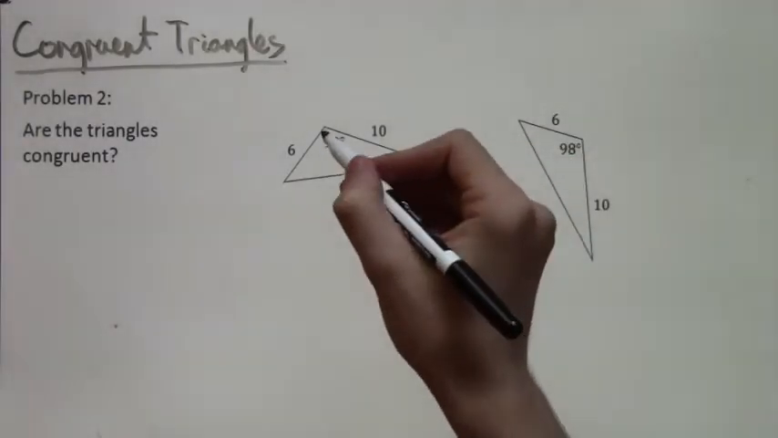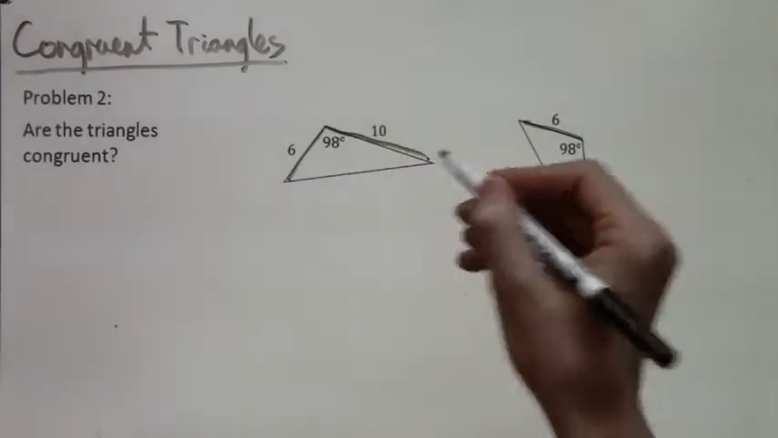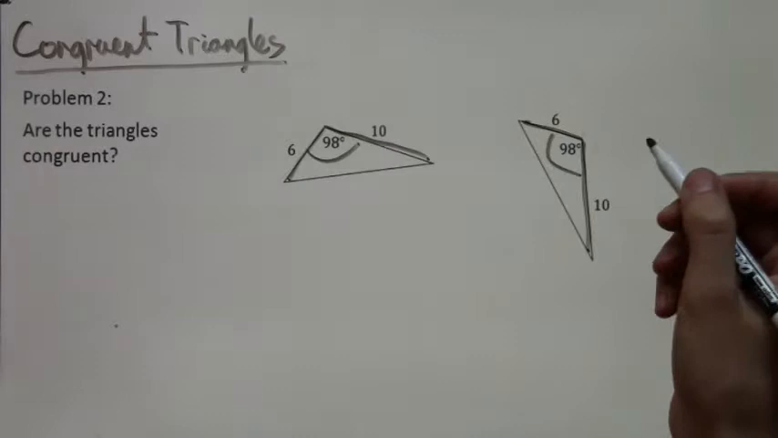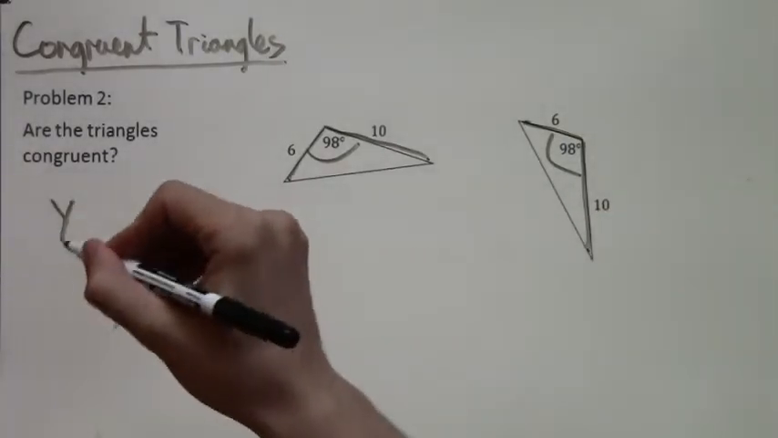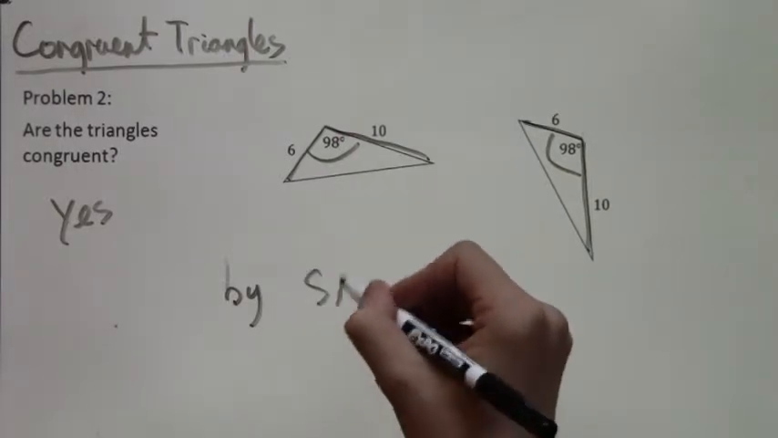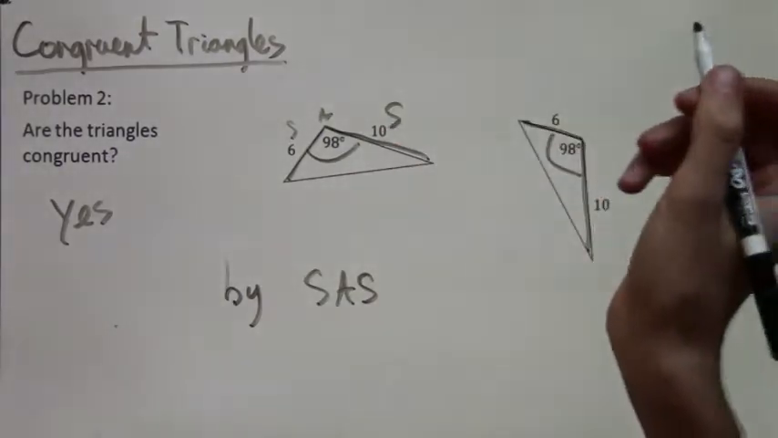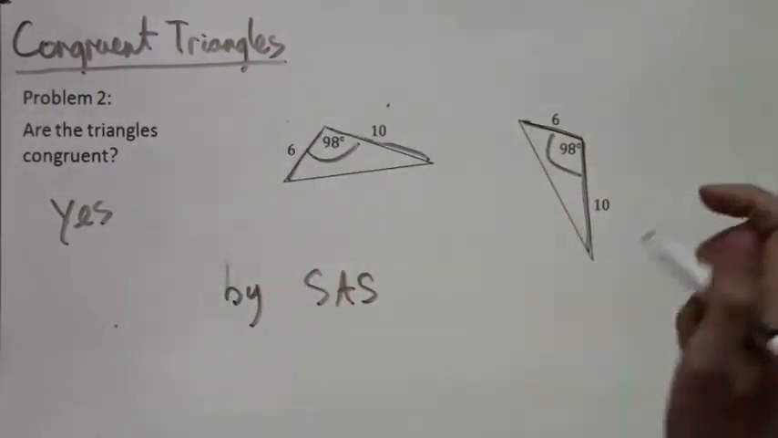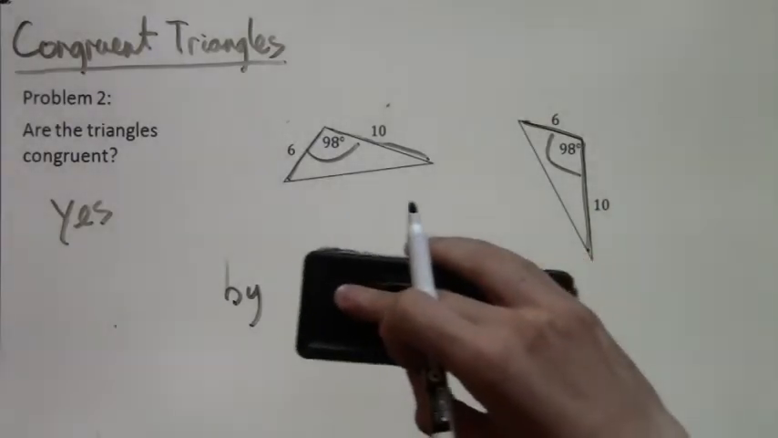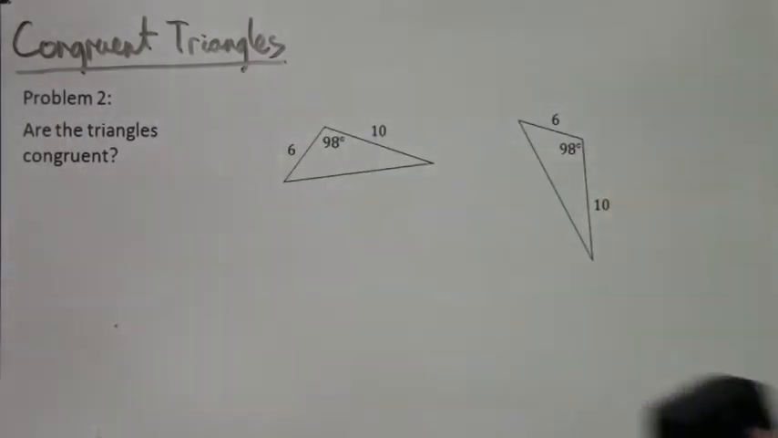So the question is, are the triangles congruent? And look, we have a side of length 6 and a side of length 10 that match up, and then the angle between them in both cases is 98 degrees. So yes, these triangles are congruent by SAS, side, angle, side. In other words, these two triangles are essentially the same. We could rotate and shift them and have them cover the exact same space.